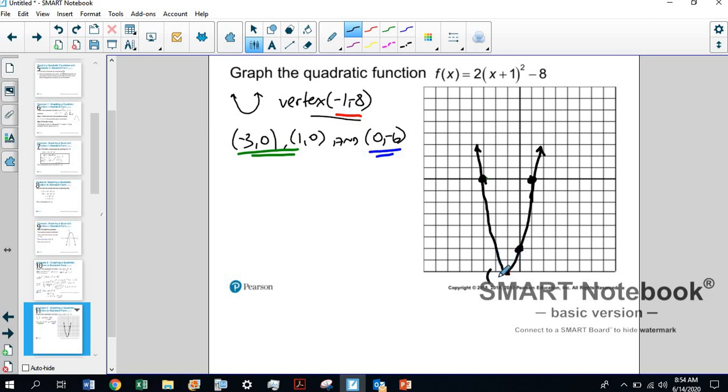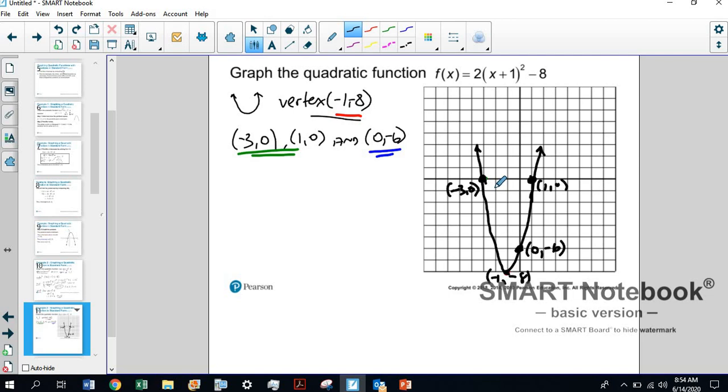I do want you to label your points. This is negative 1, negative 8. This is 0, negative 6. This is 1, 0. This is negative 3, 0. And then we're good to go. Okay? So that's the process for graphing a quadratic function if the quadratic function is in the standard form.